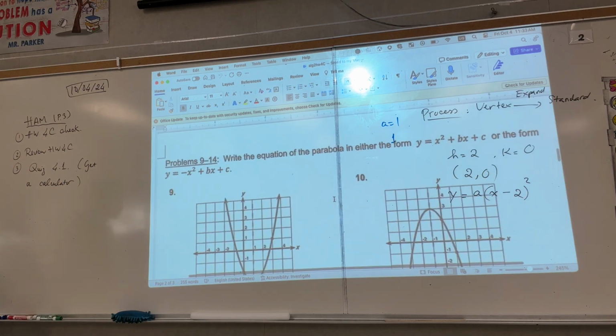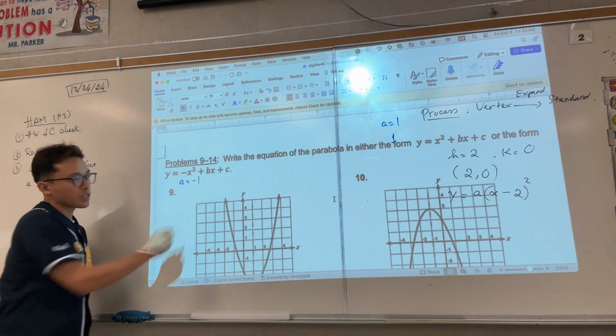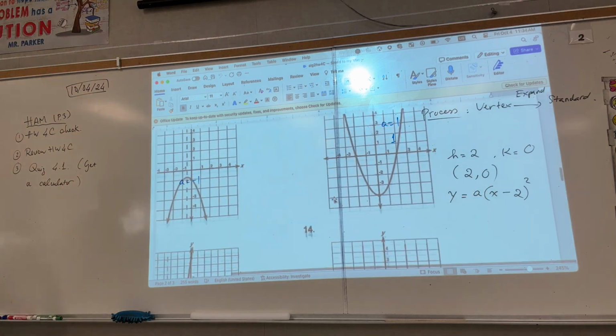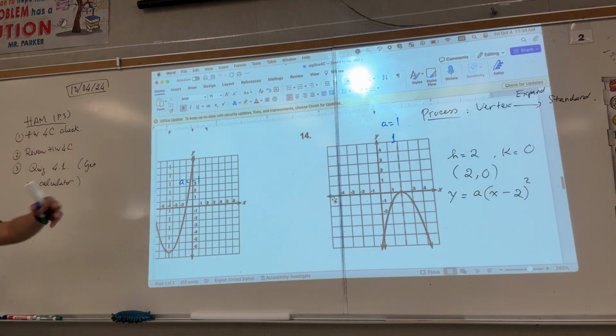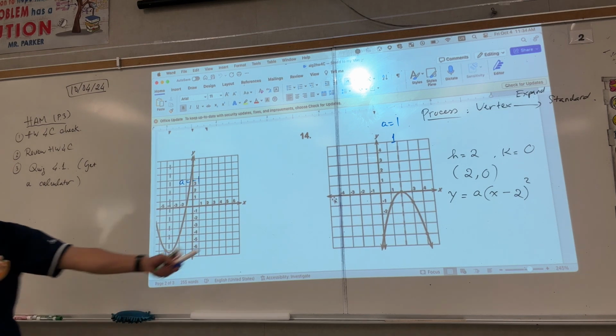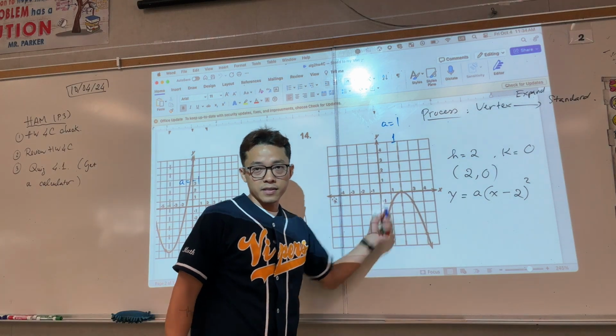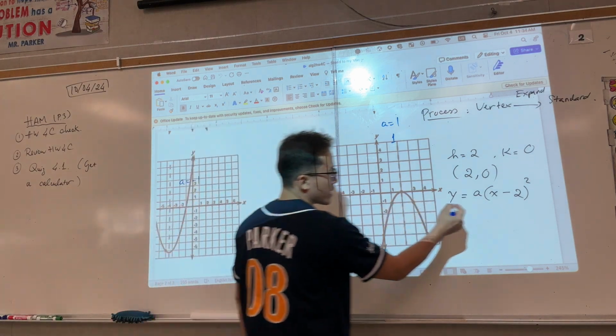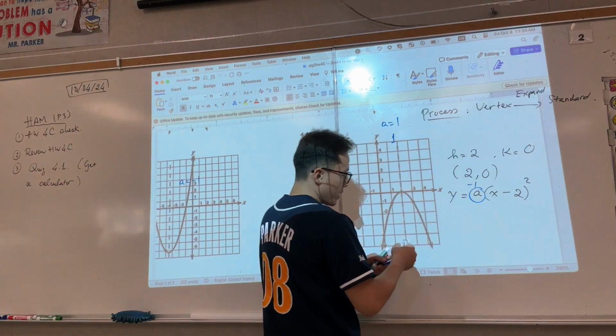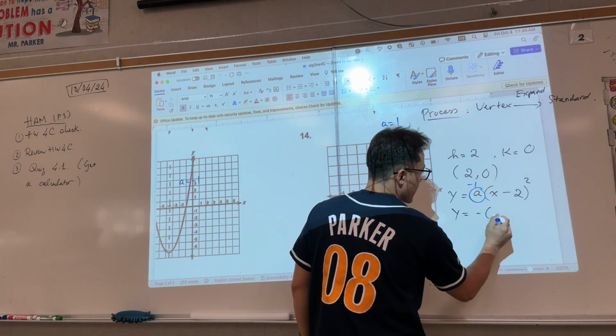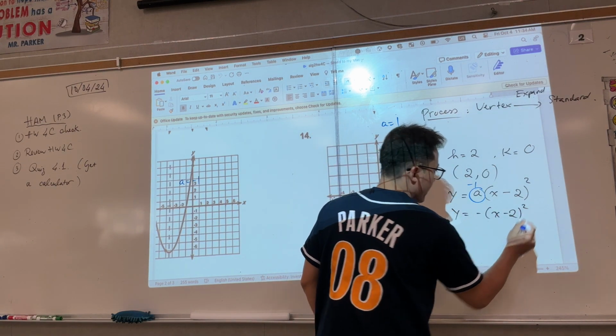You can tell right away by looking at the graph, right? So look at the graph on number 14. Is a -1 or 1? -1, right? Because the graph is opening downward. It's downward, so a is -1. So I know this is -1. It's y equals -(x - 2) squared.